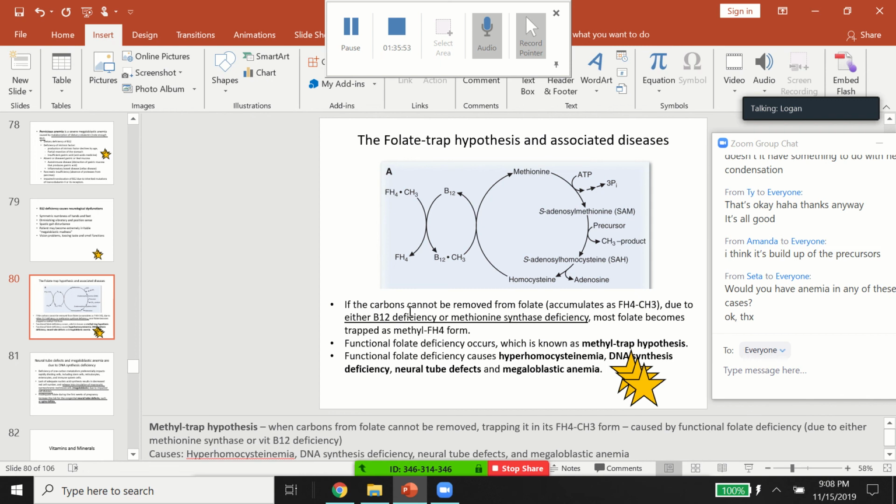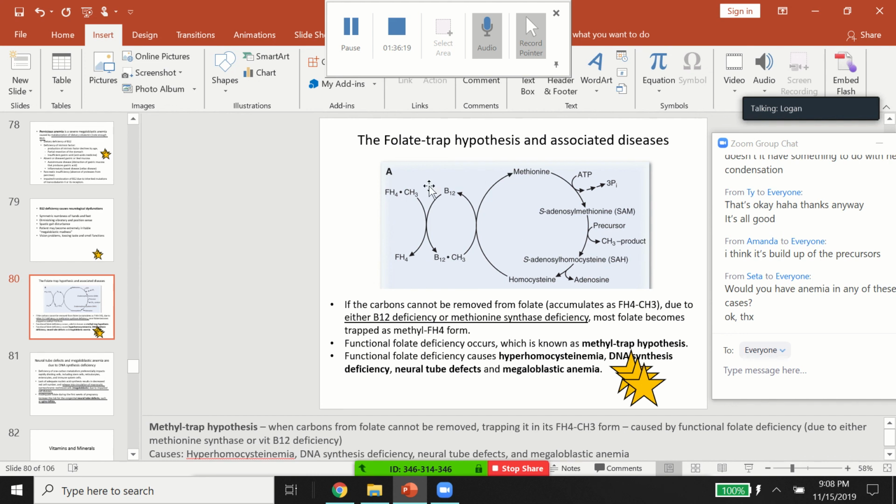But anyway, if you have a vitamin B12 deficiency or you have methionine synthase deficiency, so that'd be this enzyme right here causing homocysteine to become methionine, or your B12 is low, then of course this doesn't happen. So you won't be able to get rid of that methyl group onto vitamin B12, because vitamin B12 is able to accept that methyl group from FH4, or tetrahydrofolate.